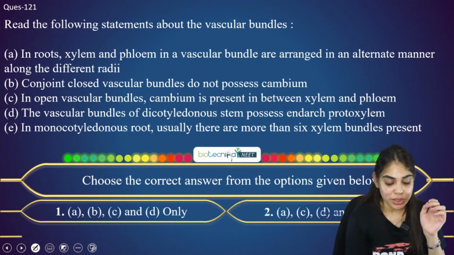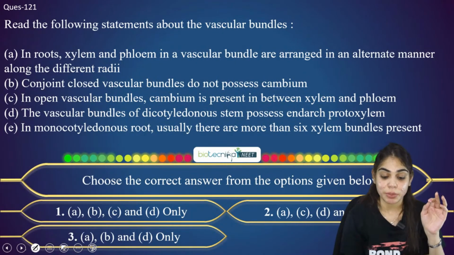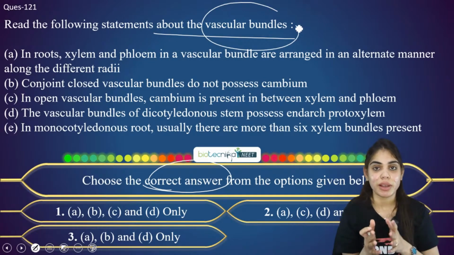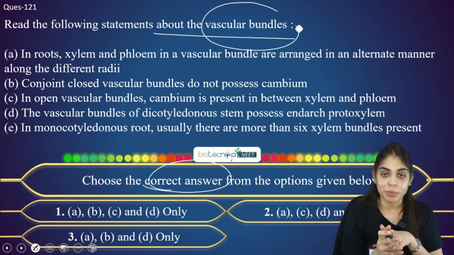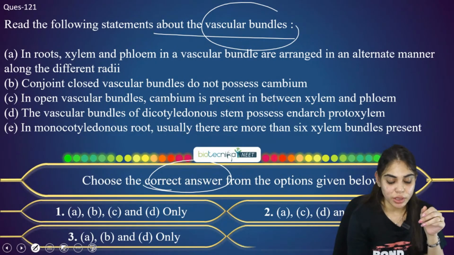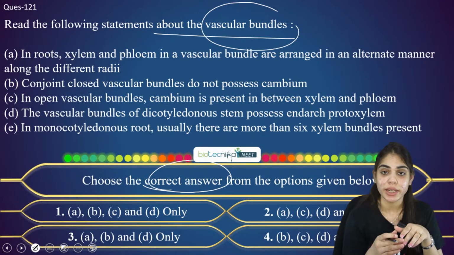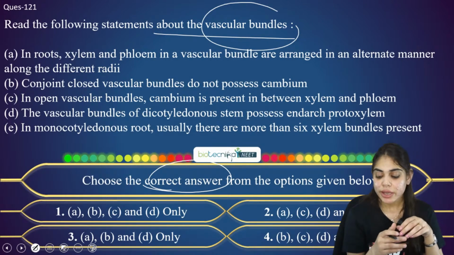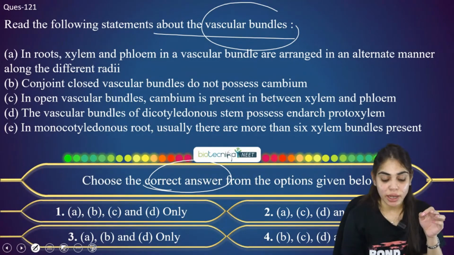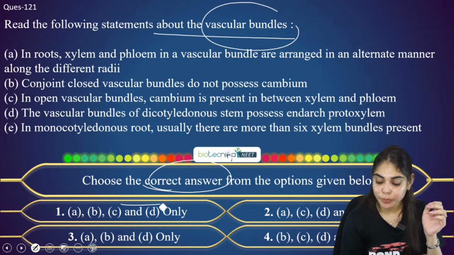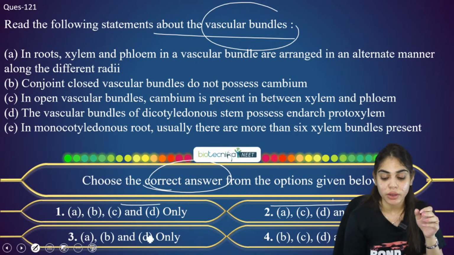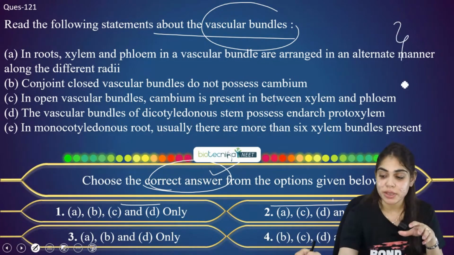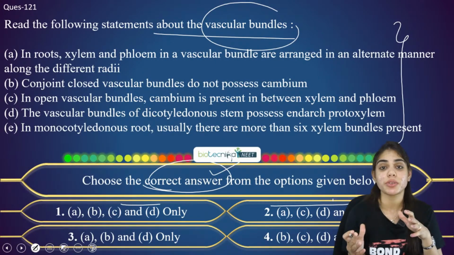Now this question, if you see, is asking for the correct statement, the correct answer from the options given below. But if you read the statements for vascular bundle, all 5 statements are true. But if you see the options, none of the options has all of A, B, C, D, E as a correct answer. You can see A, B, C, D only. One option is missing in all. But the correct answer is that all the statements are correct. That means it is a wrong question from their side.